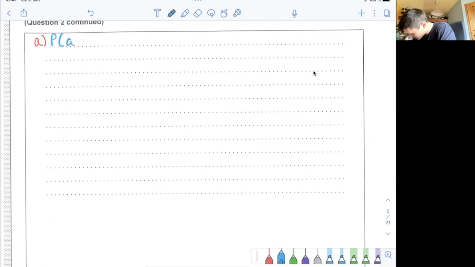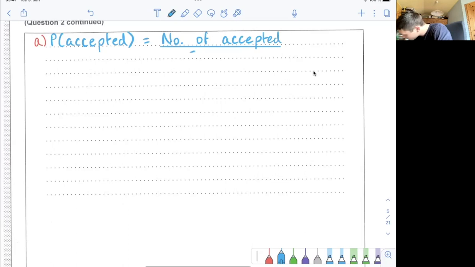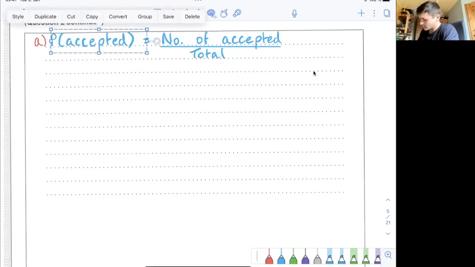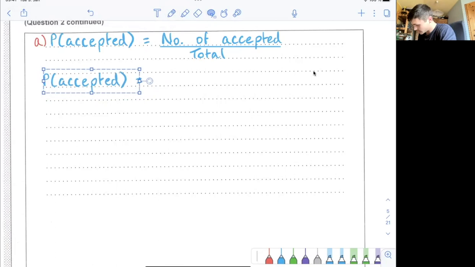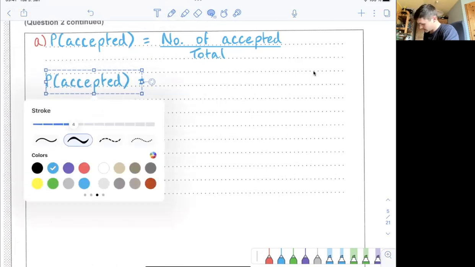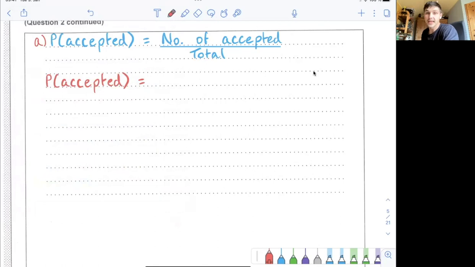So the probability someone was accepted is equal to the number of accepted applicants. I'm just going to write that there. Cool. Divided by the total number of applicants. Right, so that blue stuff is just for your understanding. Okay, you wouldn't have to necessarily put that in an exam, but this here would be what you'd probably want to put in an exam.